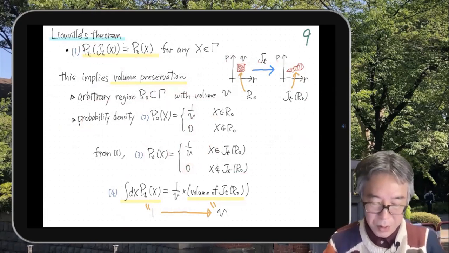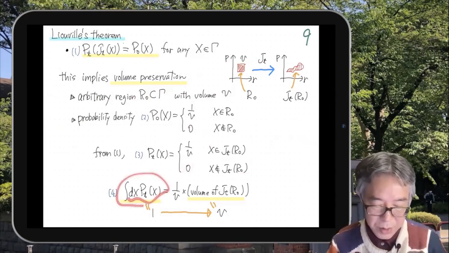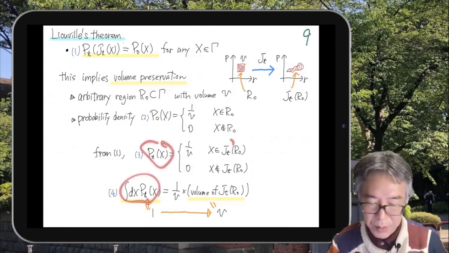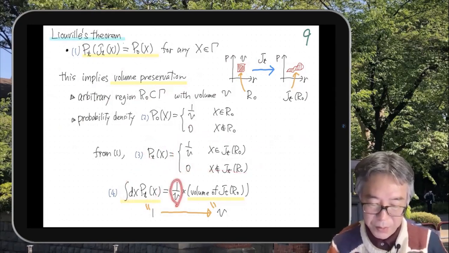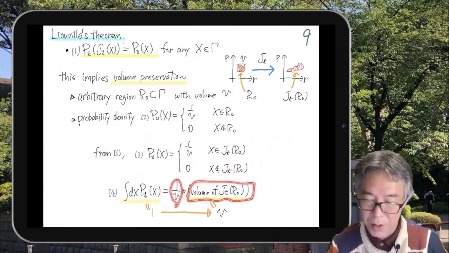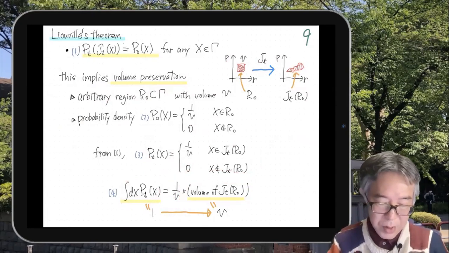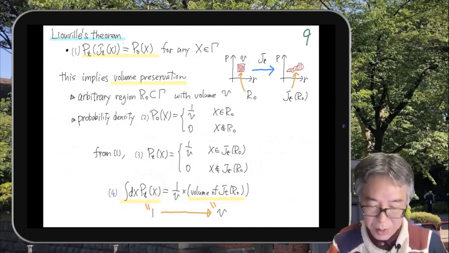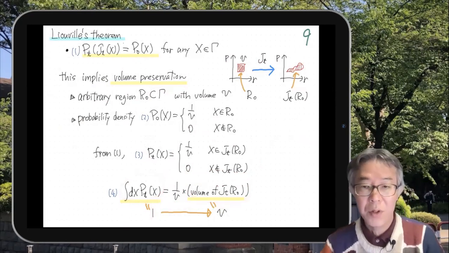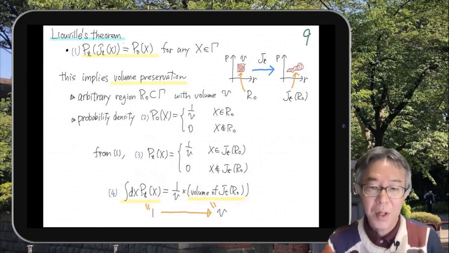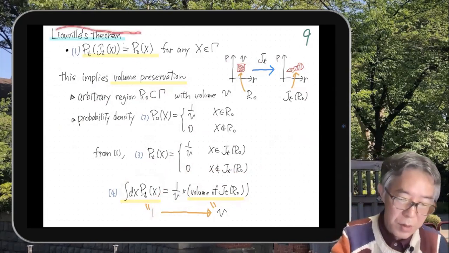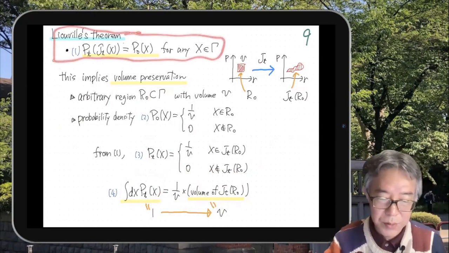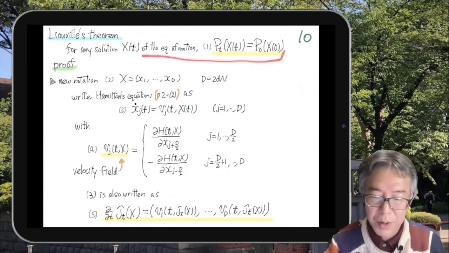And from this, you observe the volume preservation easily. Consider this integration. Okay. Since this P_t(X) is simply given by 1 over V times the volume of this new region T_t R0. Okay. But since this is a probability distribution, this integrates to be 1. So this is 1. This means that this volume must be V. Okay. So the volume is preserved. Good. So now you're convinced that this is what we want to prove, okay?